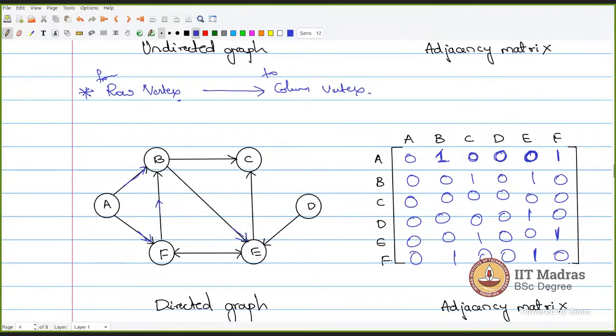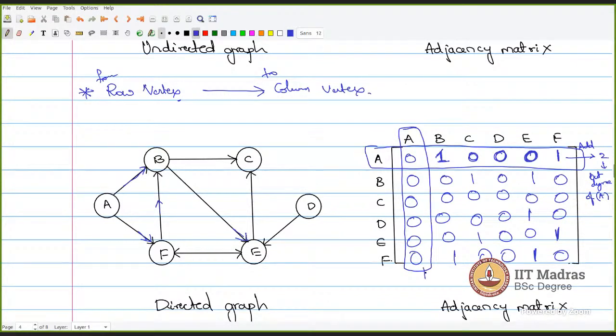Now in this case, if you consider any row and add it, you will get 2, and this 2 corresponds to the out degree of A. And the column corresponds to the in degree of A. This particular thing corresponds to the in degree of A. Simply we denote it like this, in degree of A. So this is just the notation.